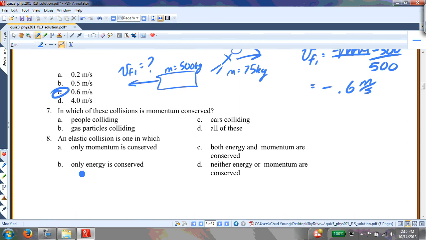Which of these collisions is momentum conserved? Alright, momentum is conserved in all collisions, whether it's people colliding, gas particles colliding, or cars colliding. Now, in particular, for gas particles, energy is also conserved. That's not what the question was asking. An elastic collision is one in which momentum and energy are conserved, like in the collision of gas particles. So that would be C for number 8.